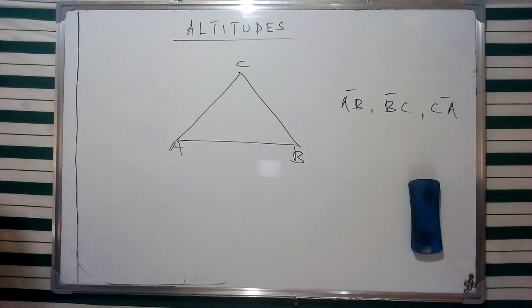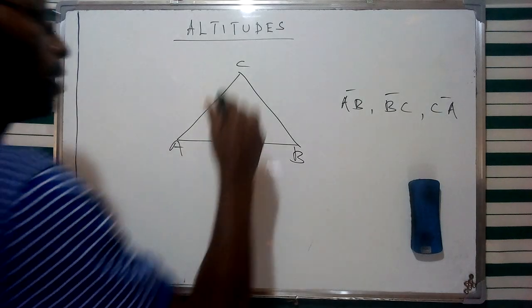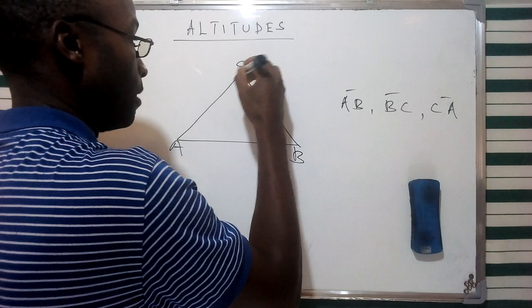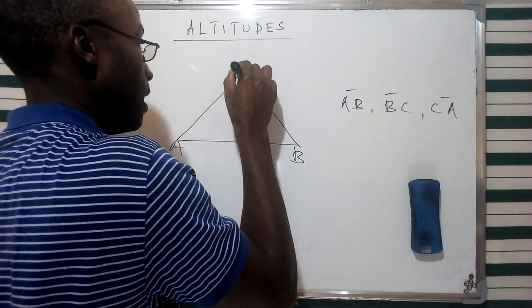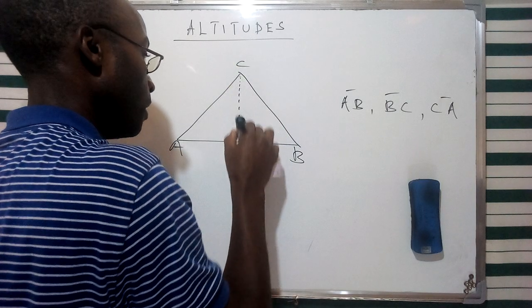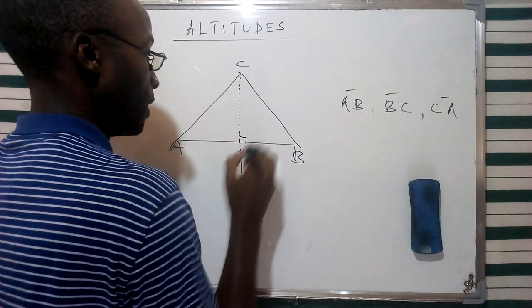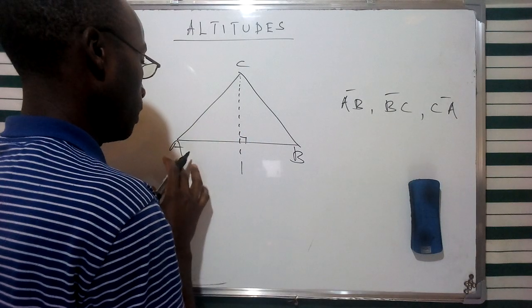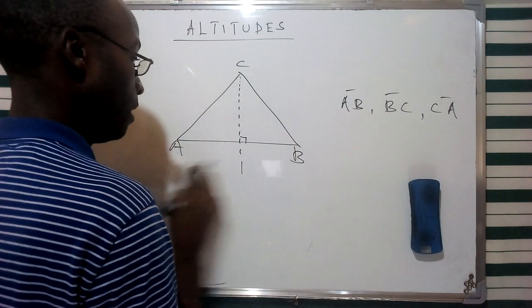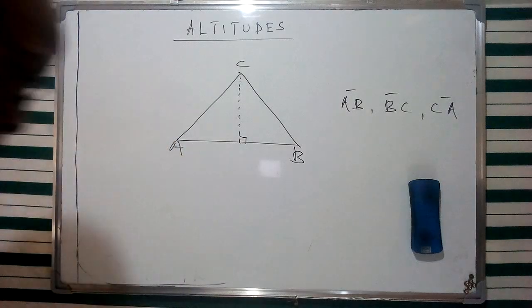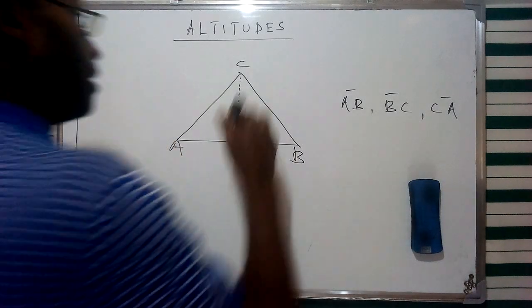of this triangle. Now suppose I have a line running from a particular vertex. Let's say this is C, and it drops perpendicularly to AB. I'm going to refer to this line as an altitude.